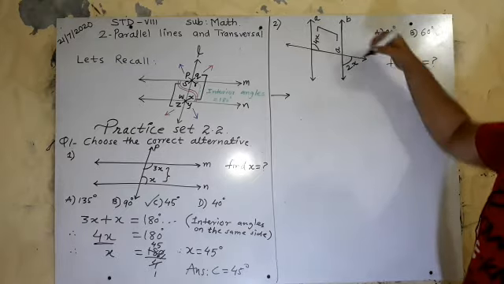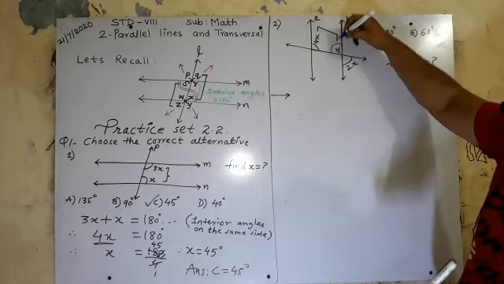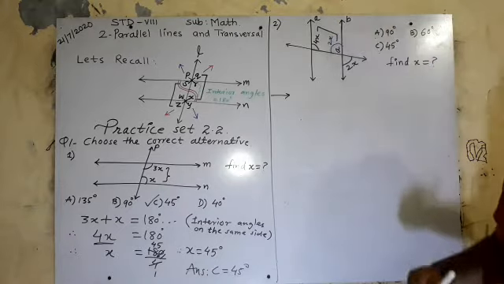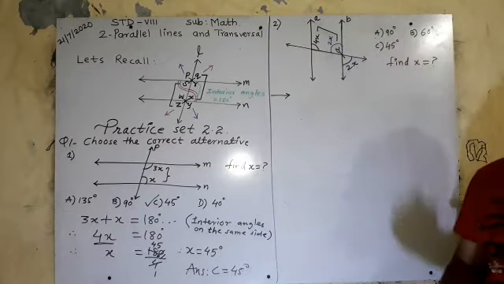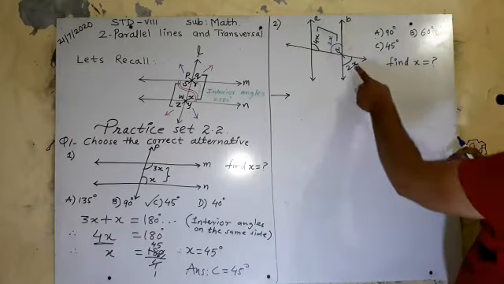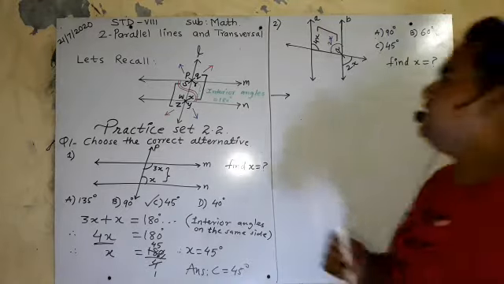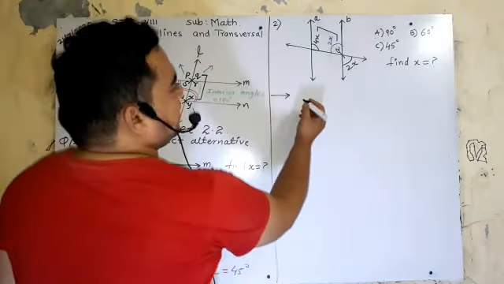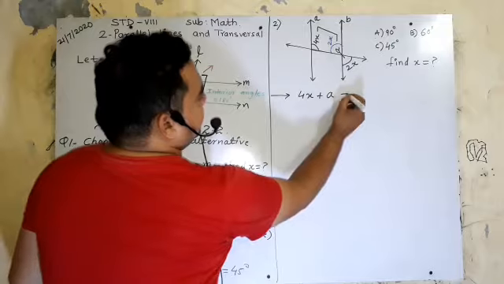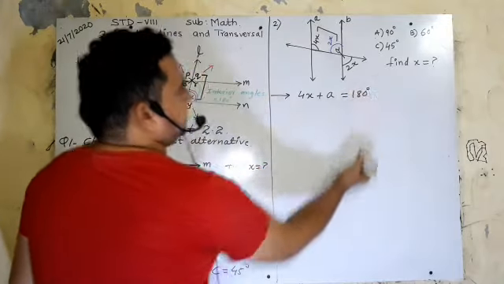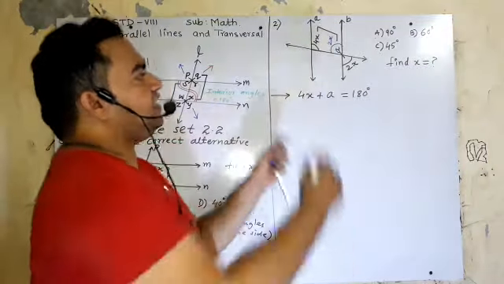Now can I say this is 2x and A value will also be 2x? Yes or no? Because these two are vertically opposite angles. Is it clear? So if this is 2x, its vertically opposite angle also will be 2x. So what do I have to write over there? Please pay attention. I will write 4x plus A is equal to 180 degree. Why will I write this? Because they both are the interior angles.